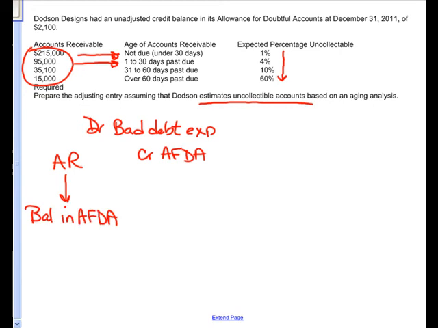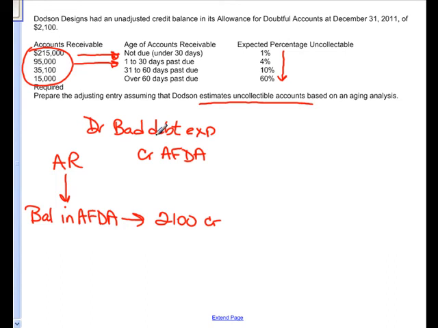So we have to be careful. We need to determine if there's already a balance in that account. And in the question, it tells us that we're starting off with $2,100 in that account. And it does say that it's a credit balance. So what we're going to do is take the accounts receivable that they gave us in the question, and then multiply by the percentages.